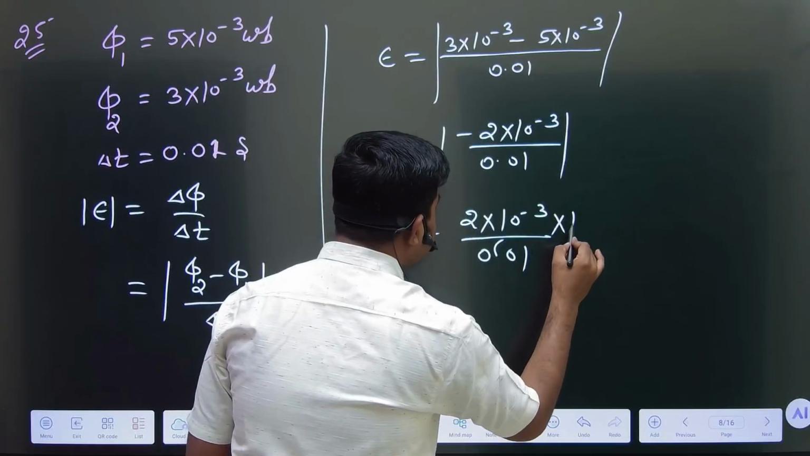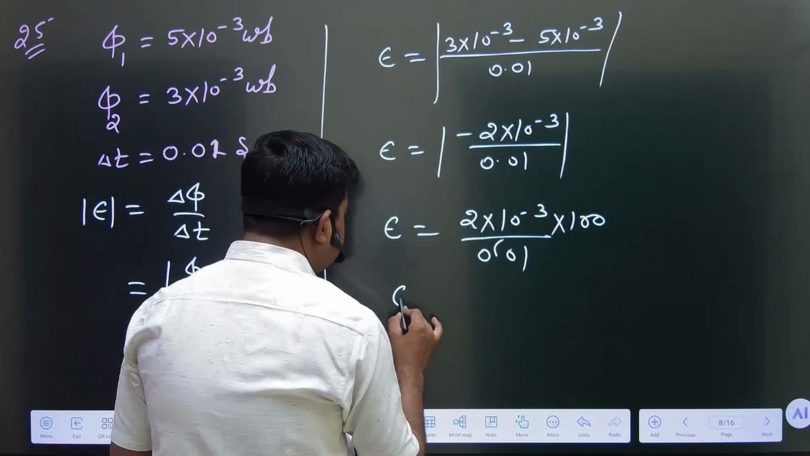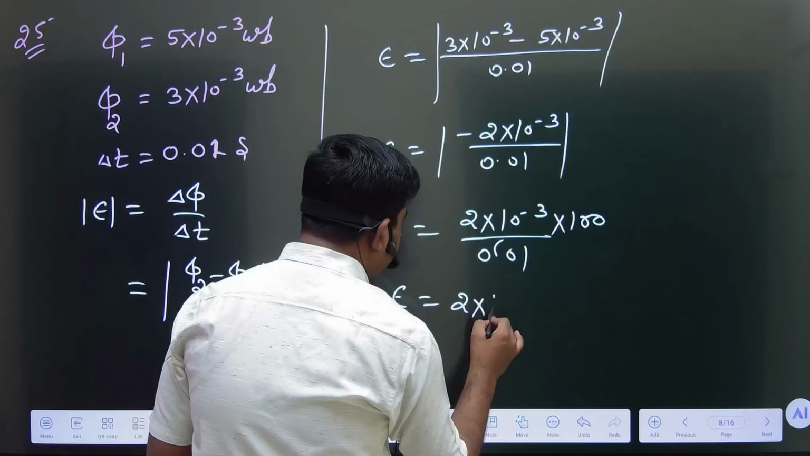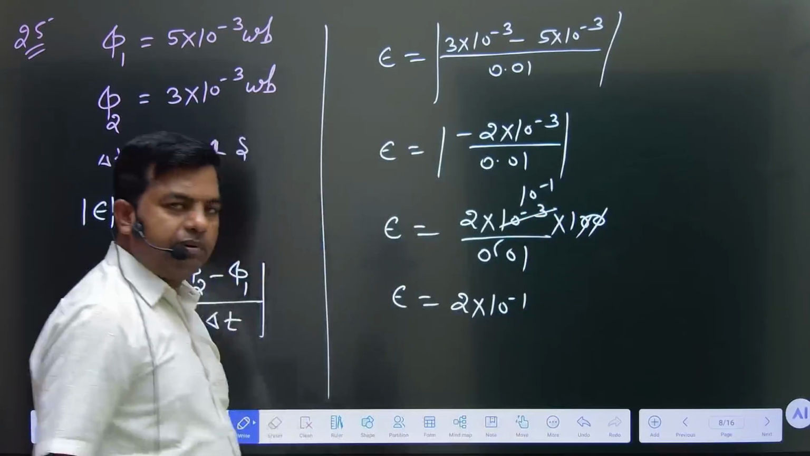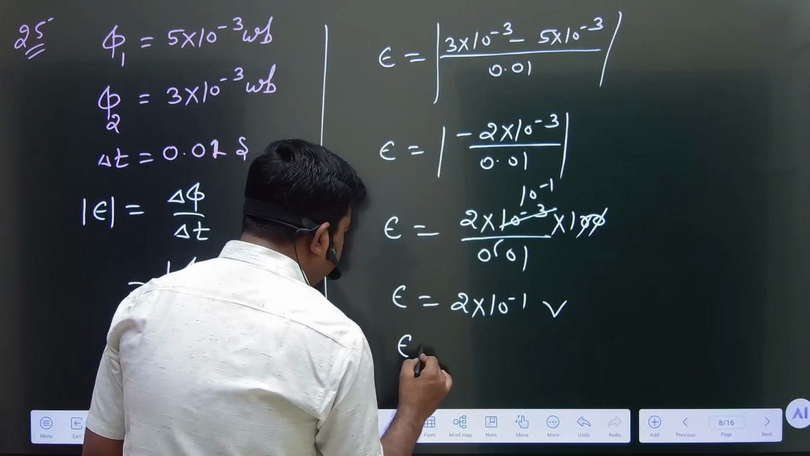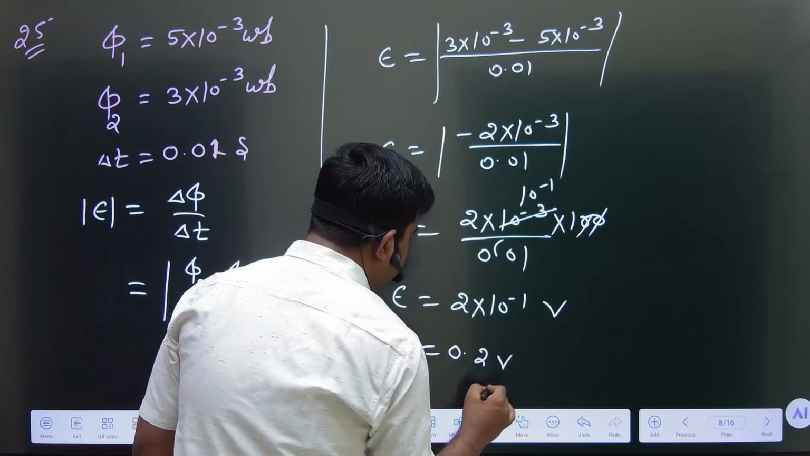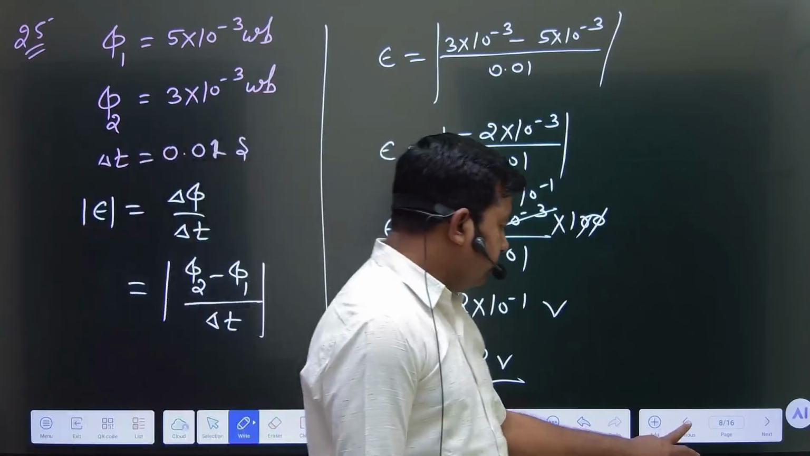On eliminating the decimal, we get here 100. Clear to you? So now E is equal to 2 into 10 to the power minus 1. We have to cancel this, then we get 10 to the power minus 1. This is the EMF in volt, or we can write here 0.2 volt. This is the answer. Clear to you? Now move to the next question.